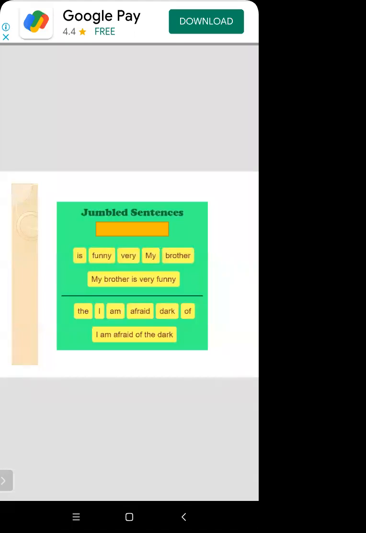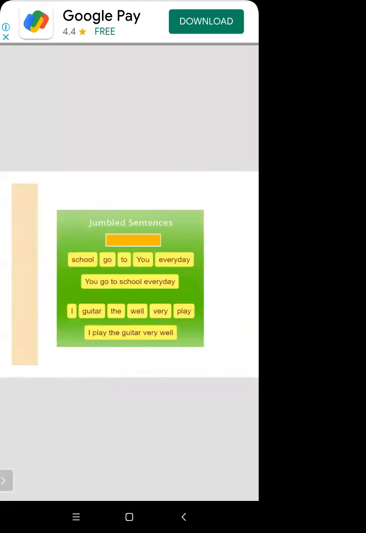So yes students, you have to know how to write a sentence in a proper order to make complete sense. Now I am giving you another example of jumbled sentences. Number three is: school, go to, you, every day. Does it give any sense, student? No, it does not give any sense. So you have to write it in a proper order. Firstly, you have to write a subject and then a verb. So it is a combination of subject and verb.